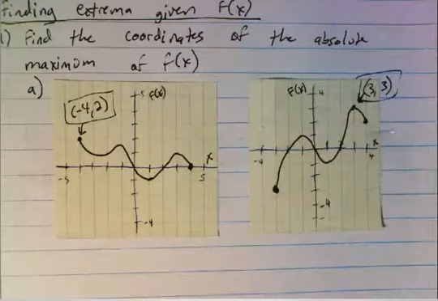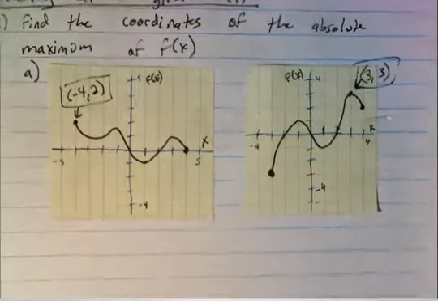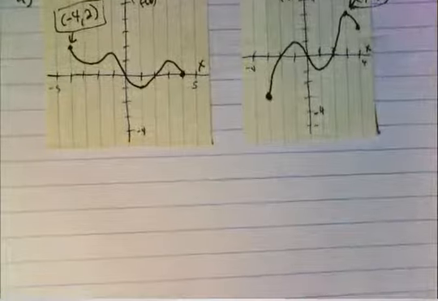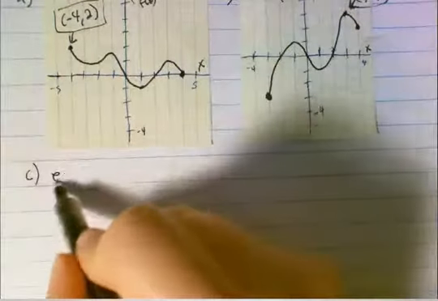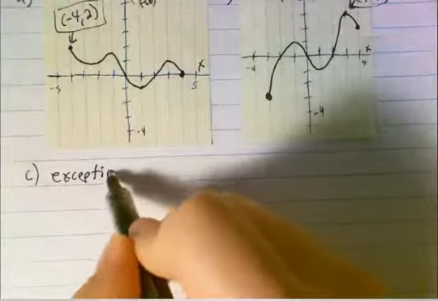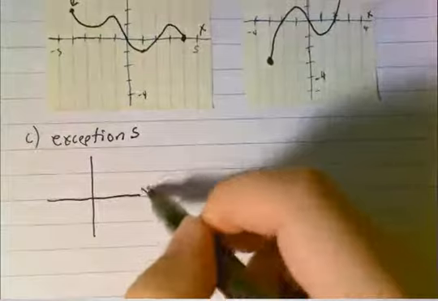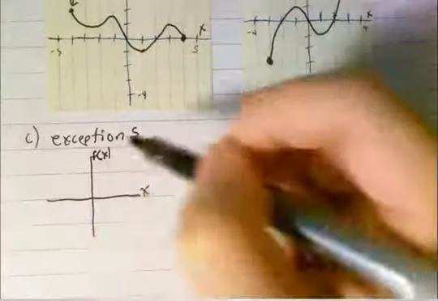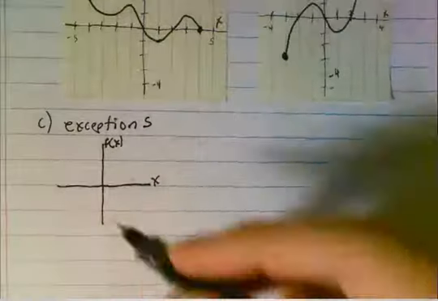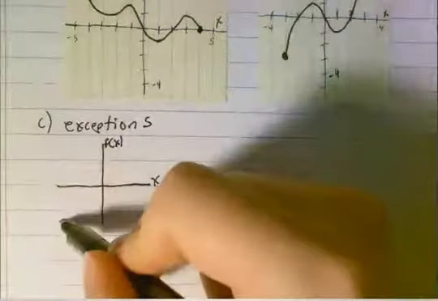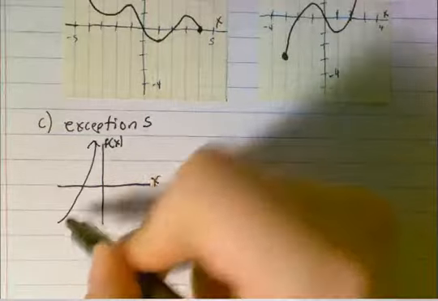That's it. If you have graphs of f of x, there are a couple of sort of exceptions or kind of weird little graphs. So let's put that here. Let's say this was part B. These are exceptions. Let's say we have a graph that looks like this. This is x, this is f of x. And occasionally you'll see something that looks like this.